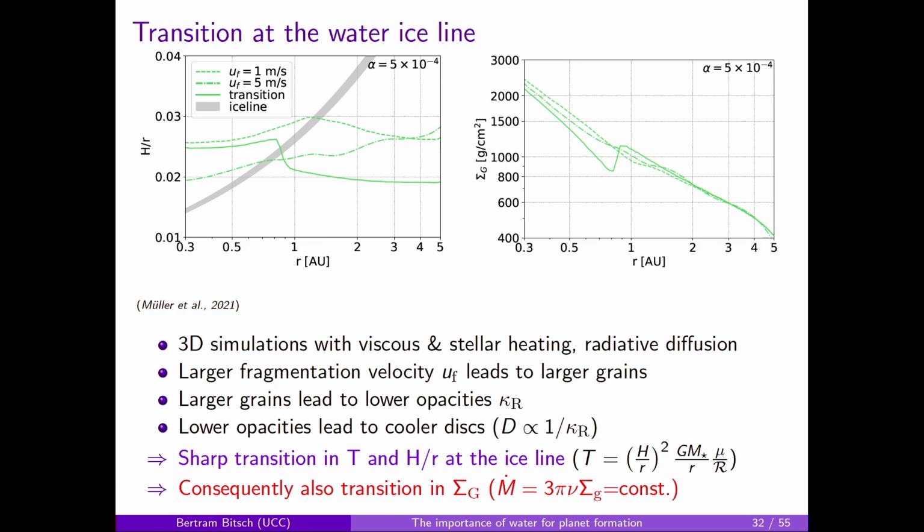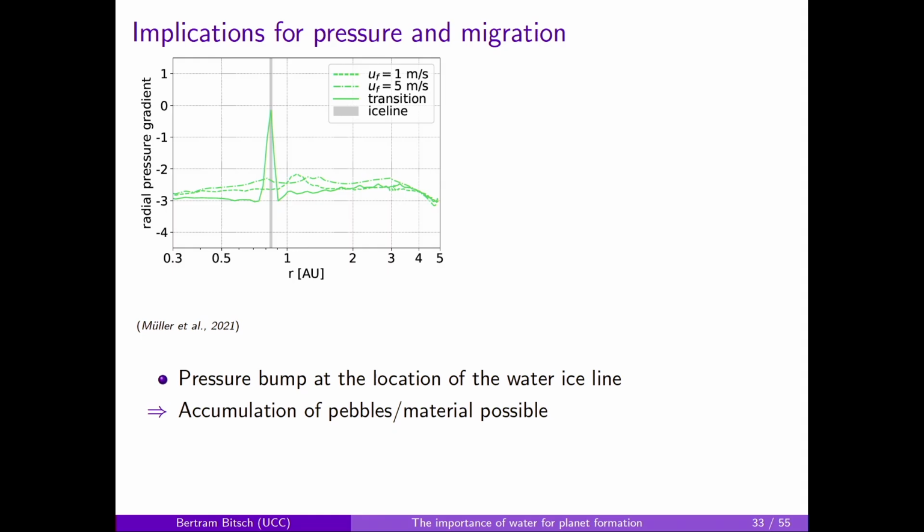We have to get a transition in our surface density, because the aspect ratio that we have here actually feeds into the viscosity. The viscosity is proportional to our aspect ratio. So if you have this change in temperature and thus in the aspect ratio, we have to get a change in our surface density. And now if you have this change in our surface density, it directly implies we have a change in the pressure gradient, right? Our radial pressure gradient changes because of this.